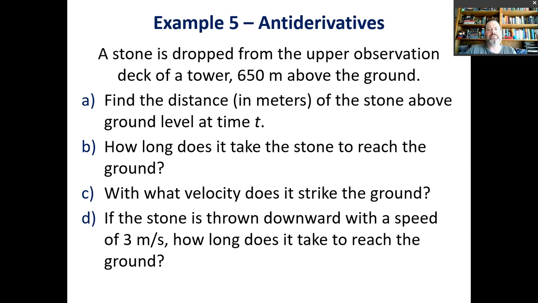A stone is dropped from the upper observation deck of a tower, 650 meters above the ground. Find the distance in meters of the stone above the ground level at time t. Then, how long does it take the stone to reach the ground? We're assuming no wind resistance, for all you people that like to bring up stuff like that. We know enough now that we could figure out what it is with wind resistance, but we're not getting into that. C, with what velocity does it strike the ground?